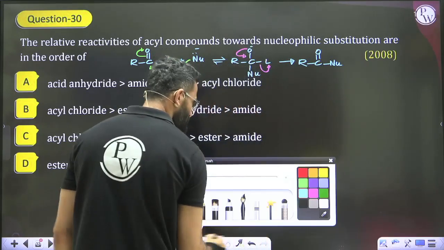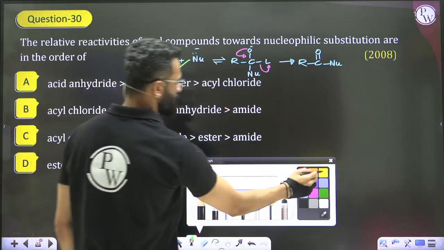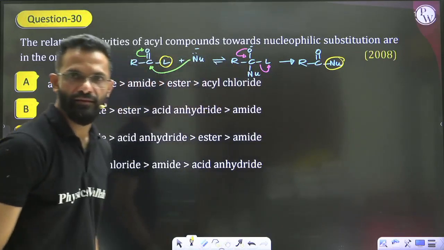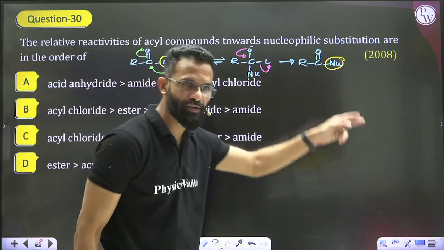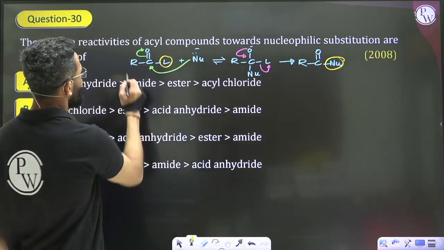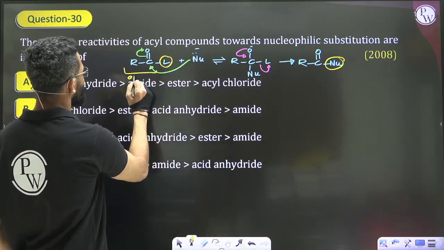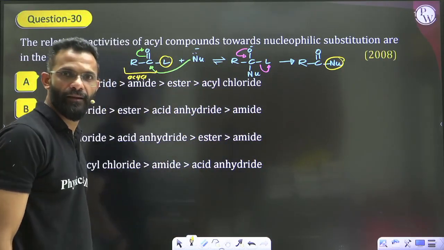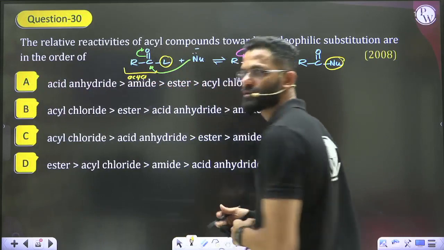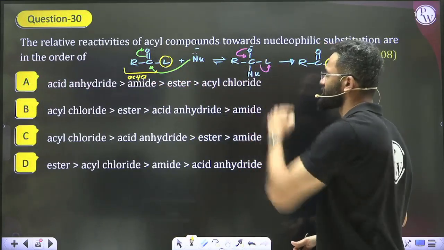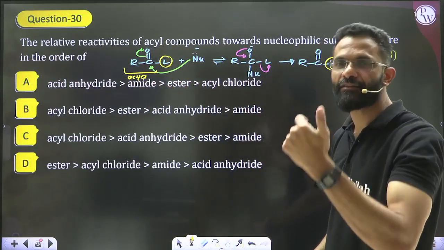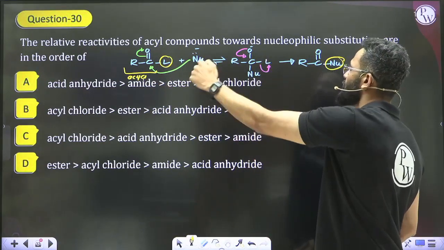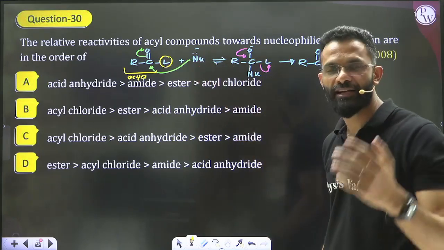So if you see the difference here, this leaving group has been substituted by the nucleophile. So one nucleophile is substituted by another nucleophile, so it is nucleophilic substitution, and it has taken place at the acyl group, so we call it acyl nucleophilic substitution reaction. The rate of this reaction depends upon how fast the leaving group leaves. So the faster the leaving group leaves, the faster the rate of reaction. Hence a better leaving group will give this reaction at a faster rate.